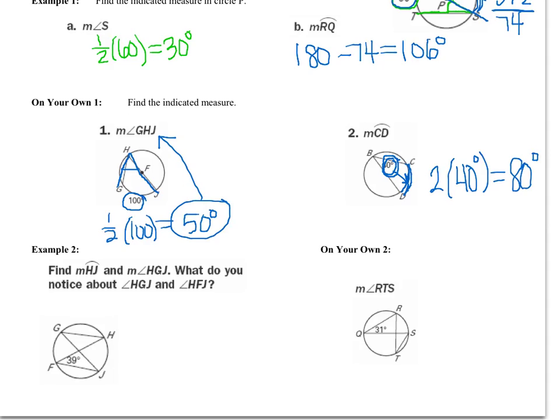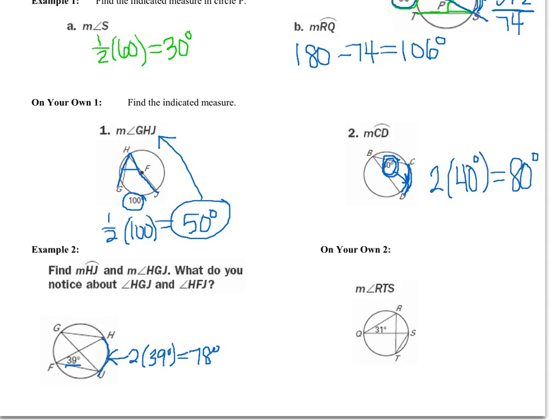Okay, example 2, it says find the measure of arc HJ and the measure of angle HGJ. What do you notice about angle HGJ and angle HFJ? All right, so if we want to start with the measure of arc HJ, arc HJ is right here. This angle is 39 degrees, so I know this arc is 2 times 39 degrees. So that arc is going to be 78 degrees.